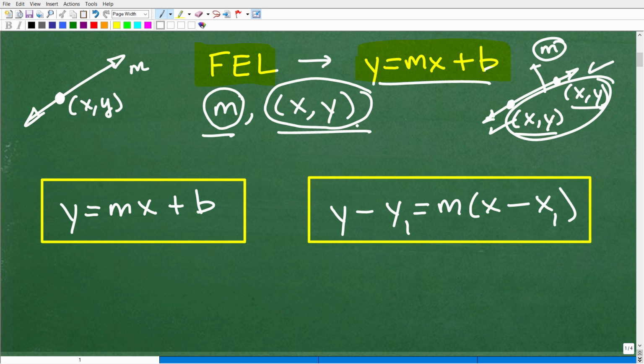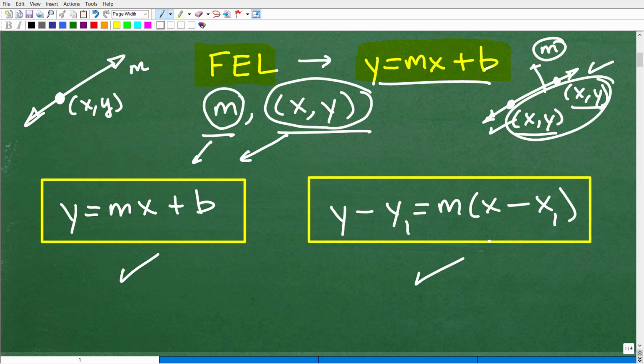Now, once you have those 2 pieces of critical information, you have a choice on what equations or formulas you want to use to find the actual equation. So you can use y equals mx plus b. You can use this m and this point information to actually get your equation of a line, or you can use this, and this is called the point slope formula.